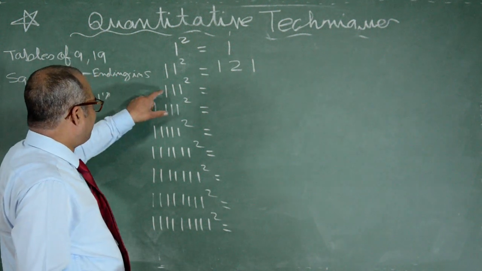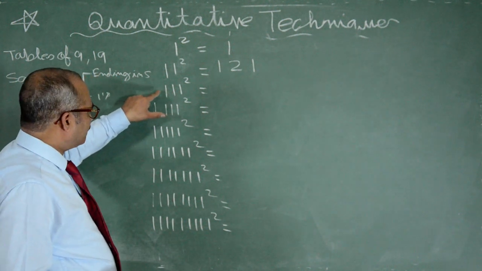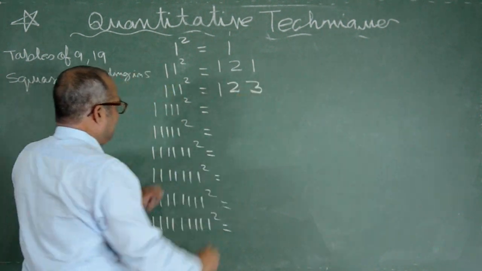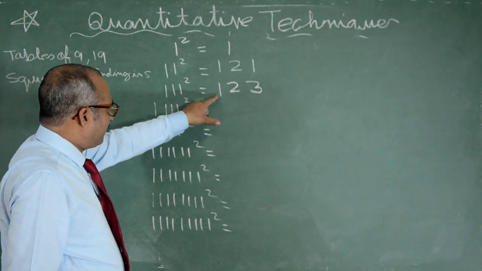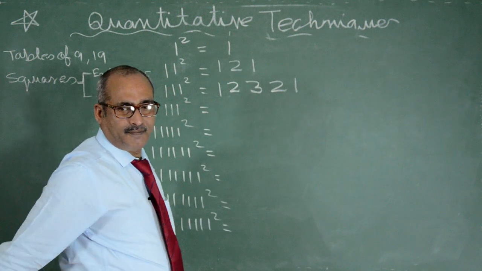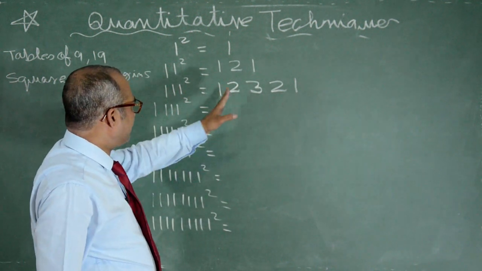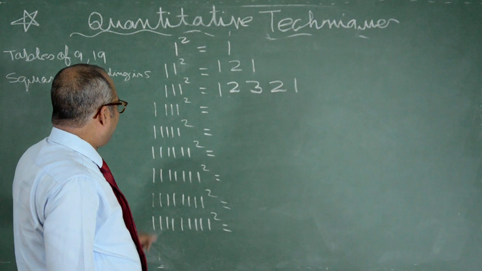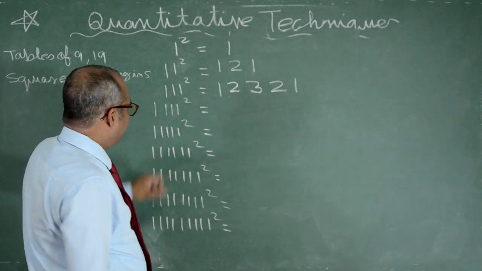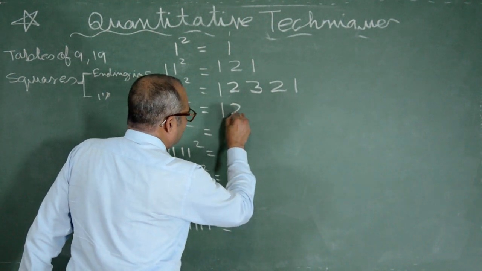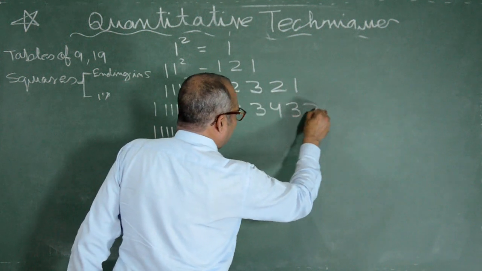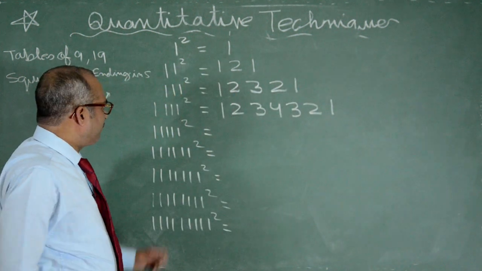Now finding the square of 111. 1 is coming how many times? 3 times. You write 1, 2, 3. There are 3 digits, right? You write 1, 2, 3. Then reverse 2, 1. This is square of 111. Square is 1, 2, 3, 2, 1. Now finding the square of 1111. How many times 1 is there? 4 times. 1, 2, 3, 4. Then reverse 3, 2, 1. This is the square of 1111.